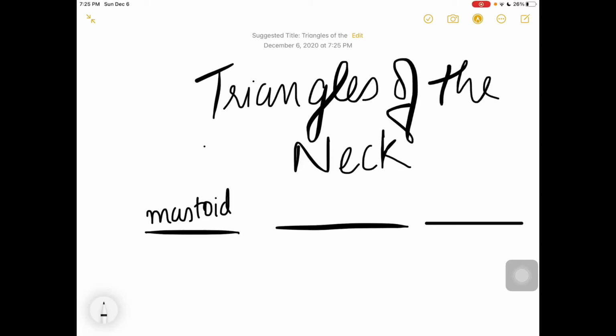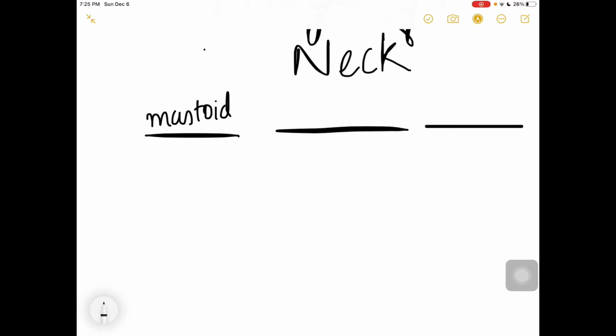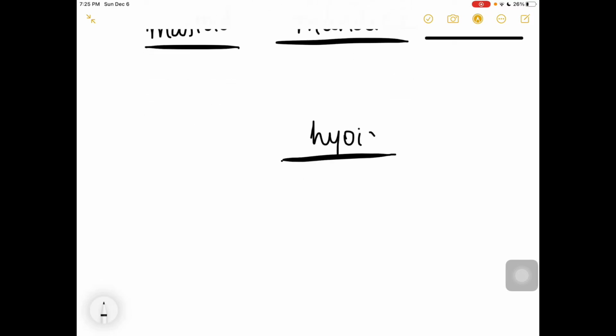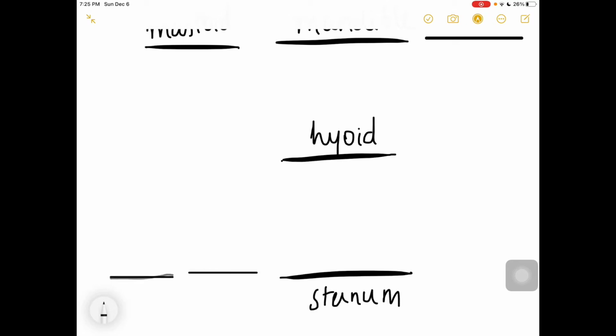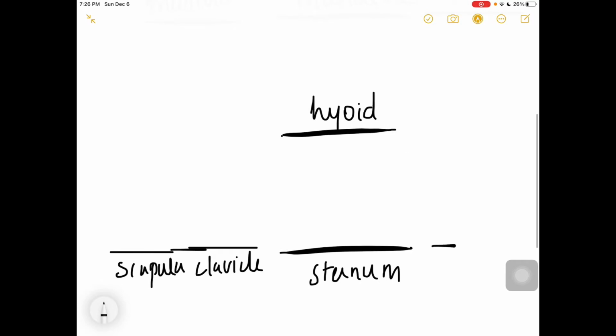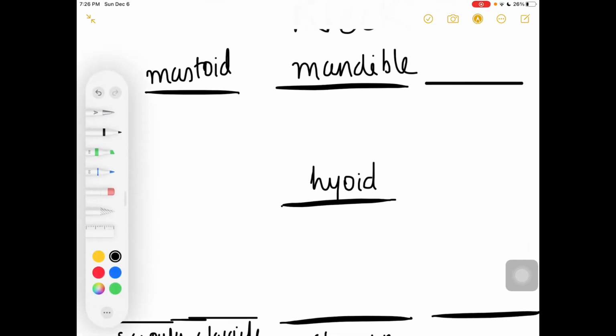So today I'll be speaking about the triangles of the neck. First we have a few bones: the mandible, the mastoid, and then the hyoid bone. Just below the hyoid you have the sternum, then the clavicle, and then the scapula. So there are 6 triangles of the neck.